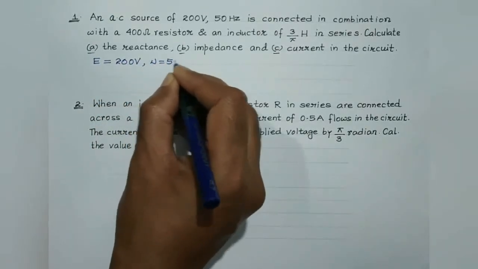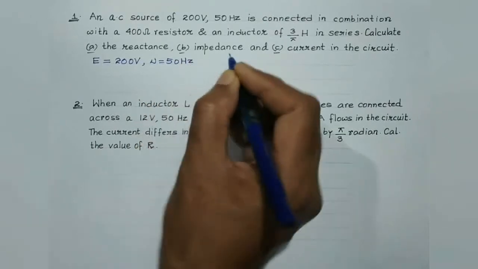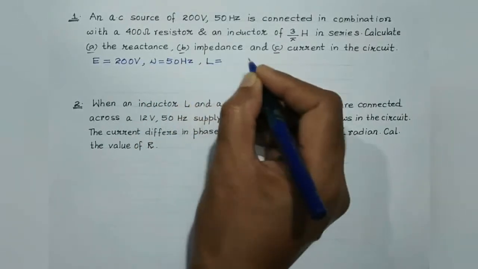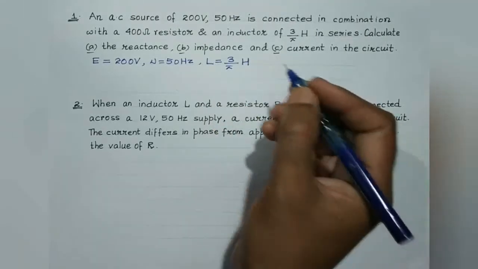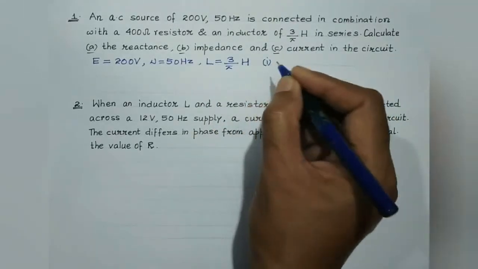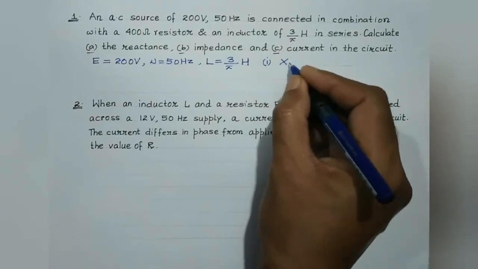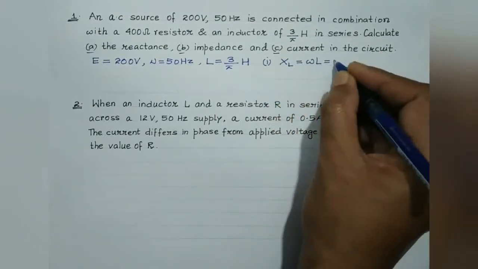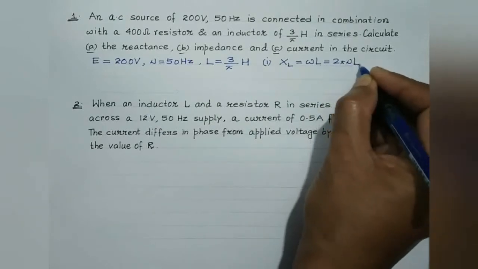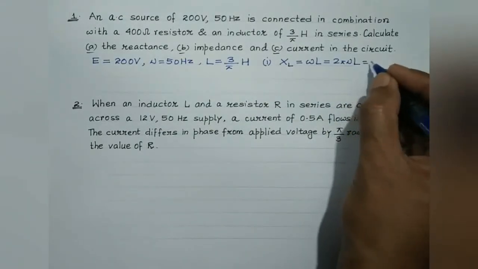Frequency is given to be 50 hertz, right? And the self-inductance of the inductor is given to be 3 by pi Henry. So let's start with the first one. Reactance XL is equal to omega L, that is 2 pi nu L, isn't it? So let's try to solve it.